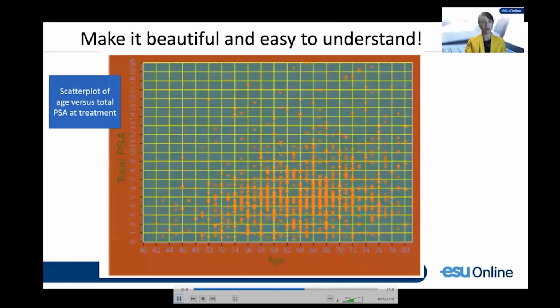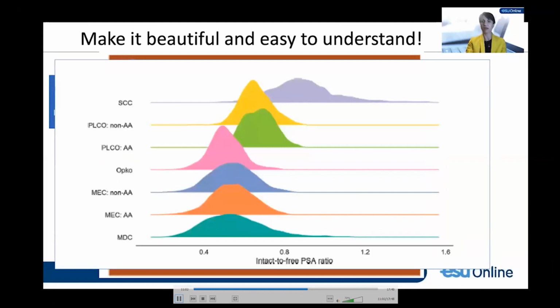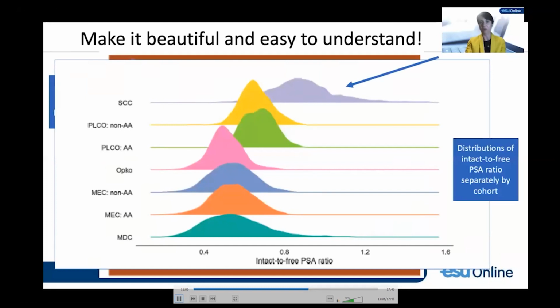Again, in terms of making it beautiful, consider colors. Graphs like this that have lots of colors, lots of lines, such as this scatter plot looking at age versus total PSA at treatment, are really hard for readers to understand and take a lot of time to look at and suss through. Here, on the other hand, is an example of a really visually attractive graph that's also very easy to understand, where you can clearly see the distributions of intact to free PSA separately by cohort. And notice that there's a clear difference between the top cohort and the others.